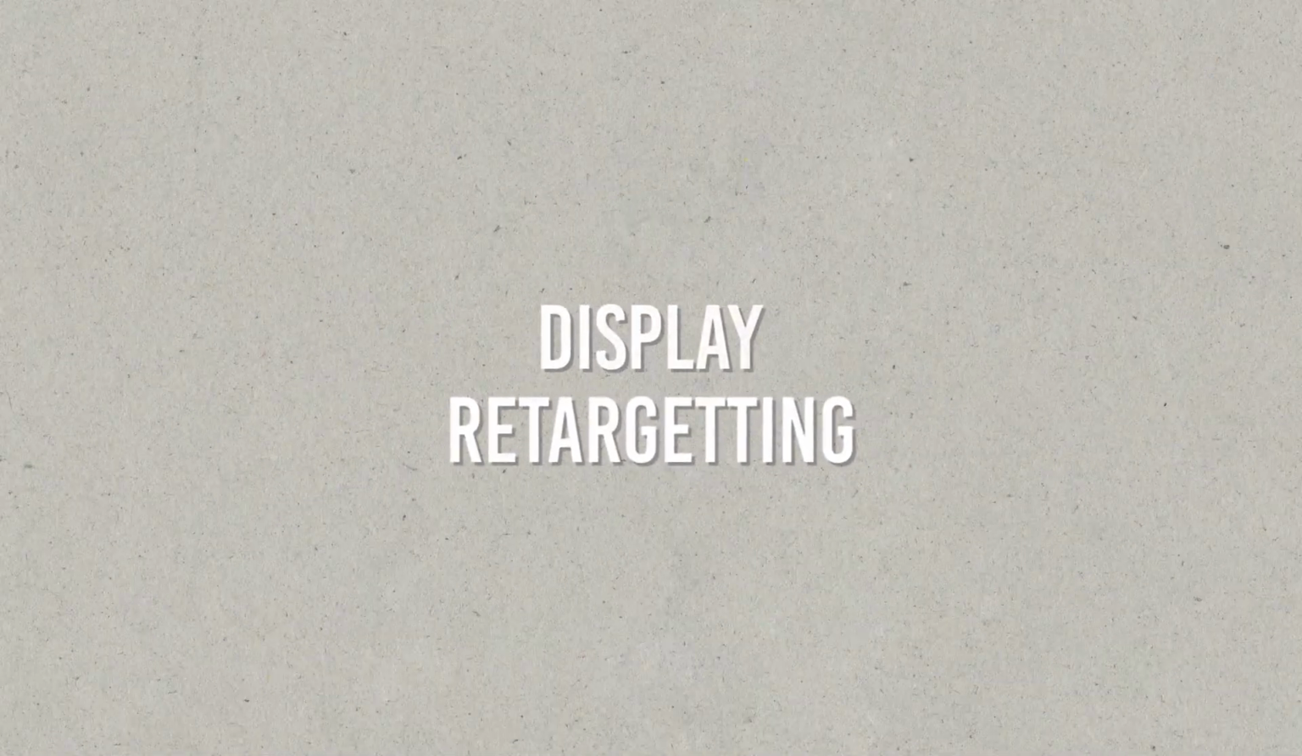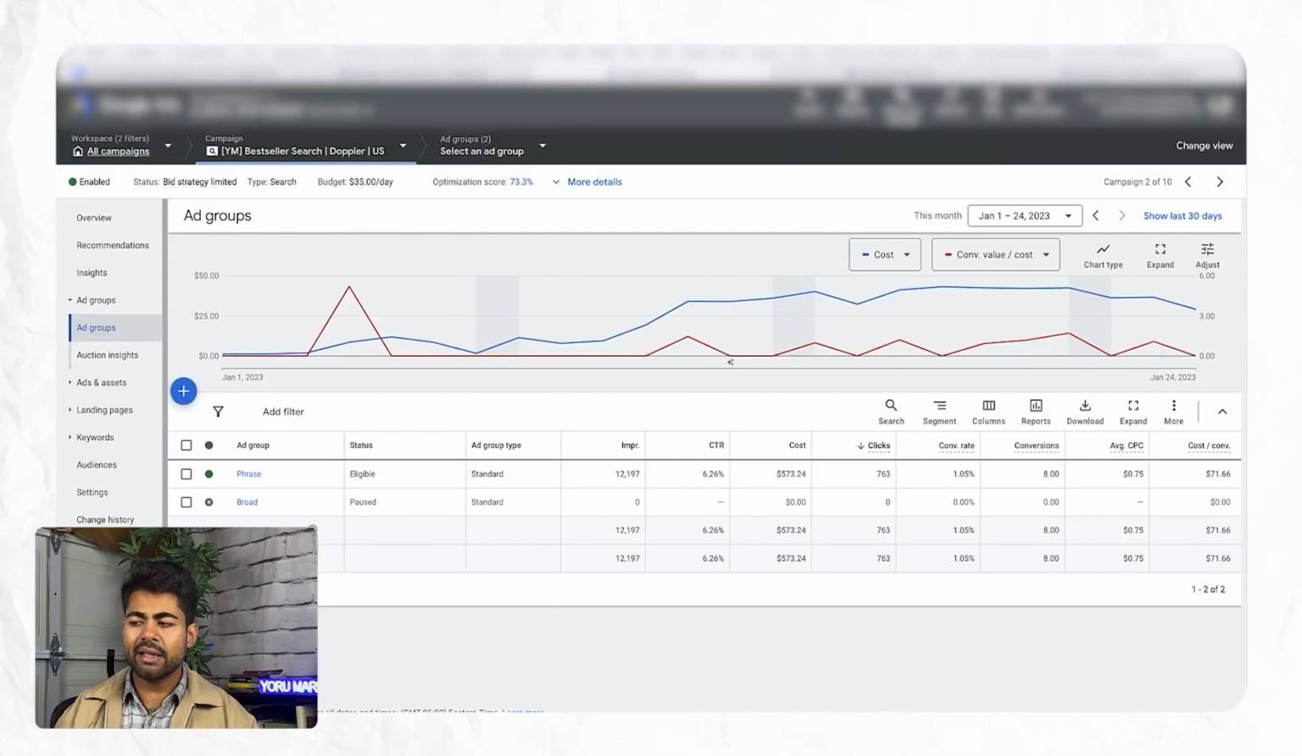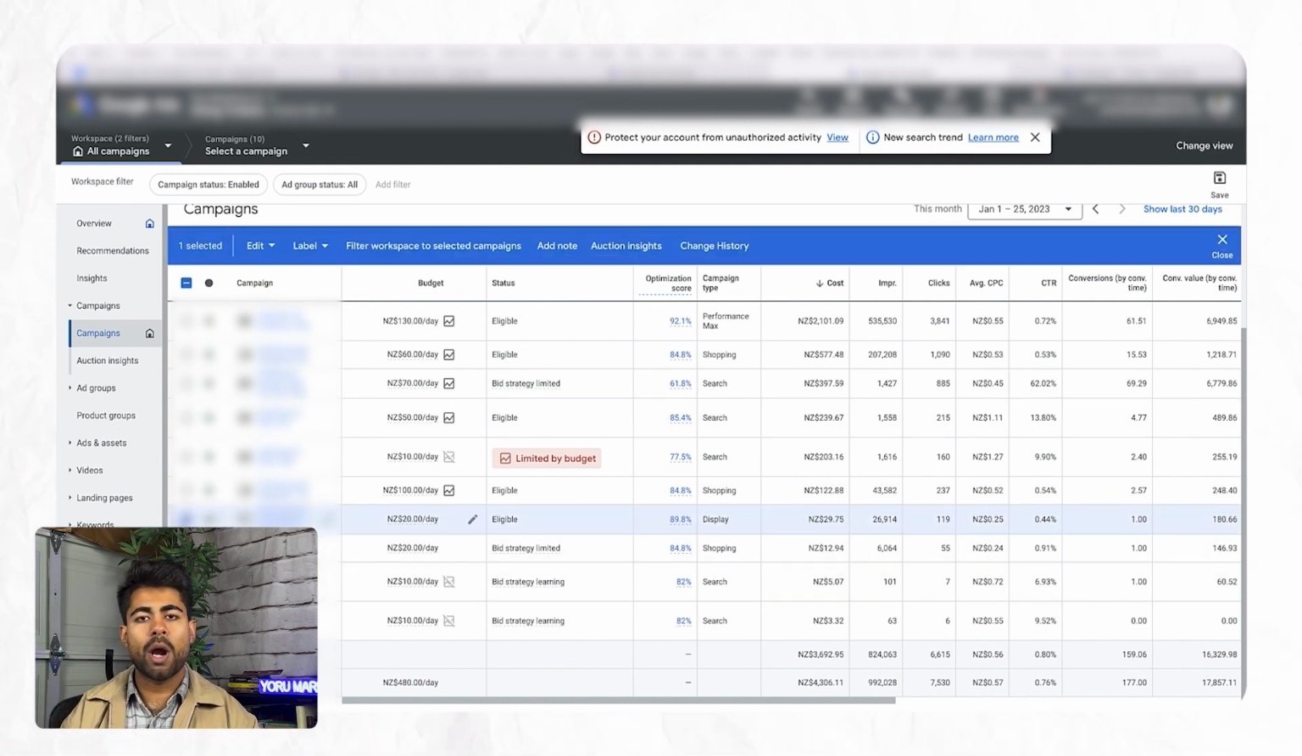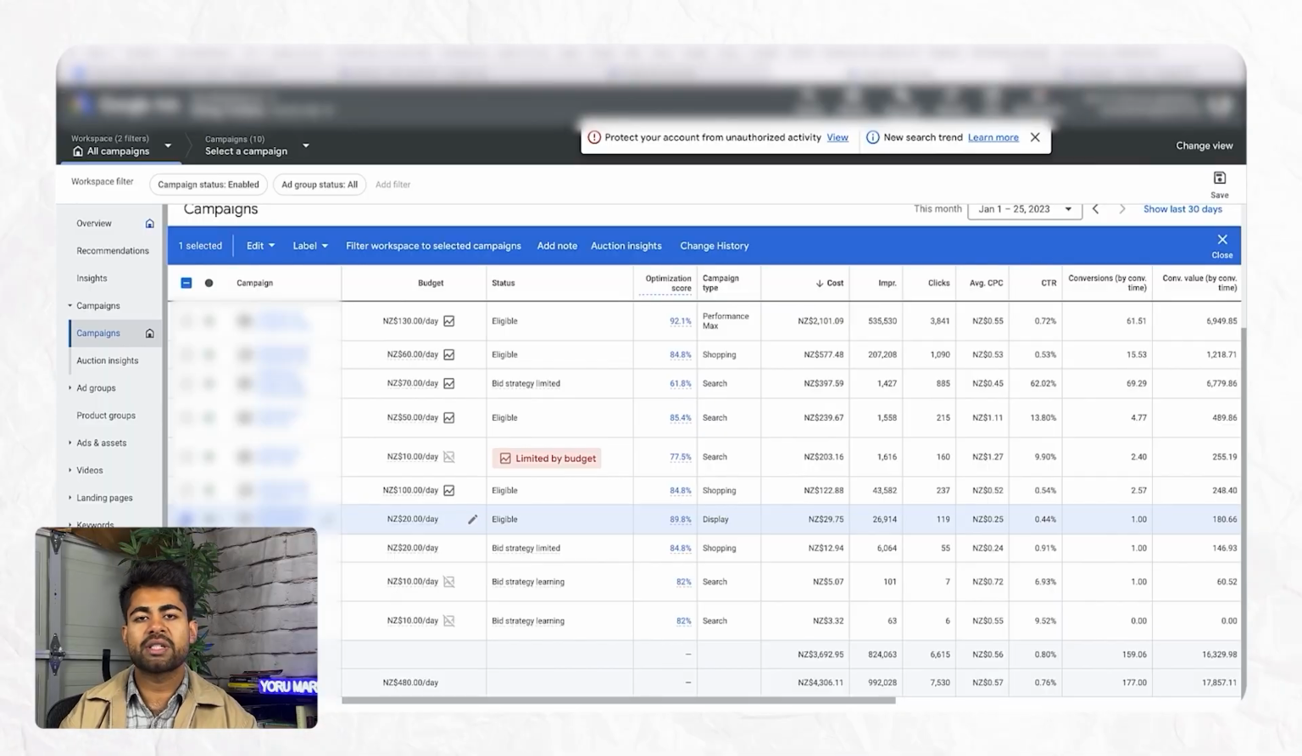Let's move on to the second to the final way to scale your Google Ads campaigns, the next strategy, which is display retargeting campaigns. Now, technically, this is not a brand new strategy because I have been using this for quite some time now. However, I still see way too many e-commerce brands not utilize this properly. As a result, they're losing a lot of extra sales that they could be getting if they were retargeting properly.